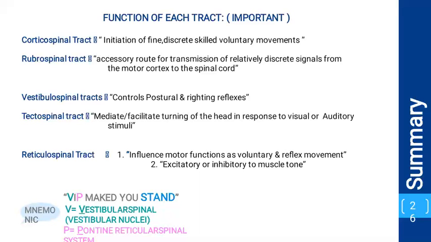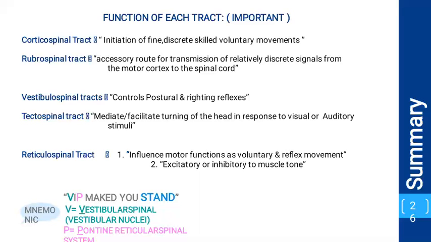In lower motor neuron lesion, all reflexes will be absent, individual muscles are affected, and these muscles will atrophy, what you call disuse atrophy. You can elicit fasciculation, contracture is seen in the muscle, and Babinski sign is negative. So all this you need to know, the difference between upper motor and lower motor neuron palsy.